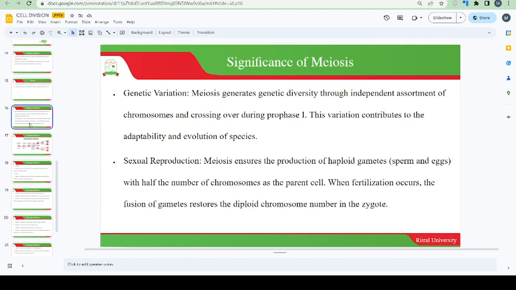What does it mean? It means that the female or the mother will contribute 23 chromosomes, then the father will also contribute 23 chromosomes. So when a zygote is formed, it means that the diploid number of 46 chromosomes is restored in the zygote.